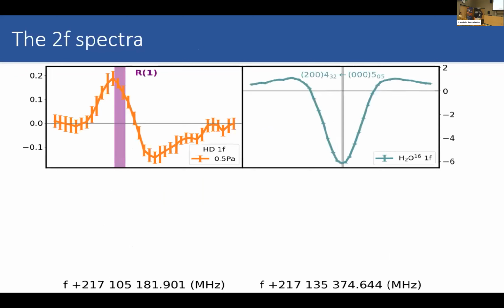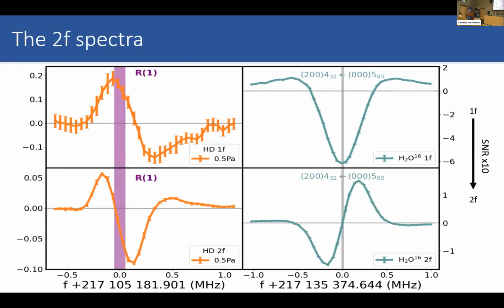I just wanted to introduce now that we use a second order of the modulation to be able to increase the signal to noise. So from the R1, we expected this kind of dispersive line shape. As you can see on the right side, you can see the water, the normal water saturation profile, which is a normal Lamb dip for the 1F. And then if you use the second demodulation, we increase our signal to noise up to 10, which makes it easier to measure P3 because it's much weaker. As you just realized from the main question, P1 is already 5 orders of magnitude weaker than R1. Then can you imagine P3 is 10 times weaker than R1? So we need to use the 2F.